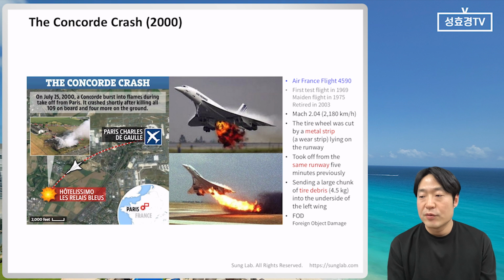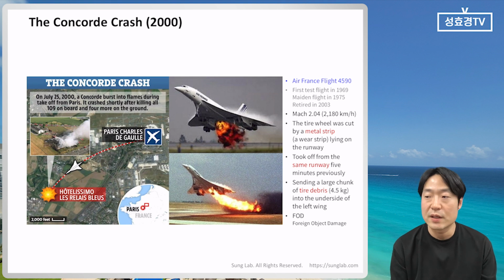And as you know, this is a very famous crash. So the Concorde crash in 2000. The Concorde crash was the Air France flight. The first test flight was in 1969, and then it was retired in 2003. It is really fast, faster than the speed of sound. It is Mach 2, around 2,000 kilometers per hour. On the runway, for the departure of the airplane.